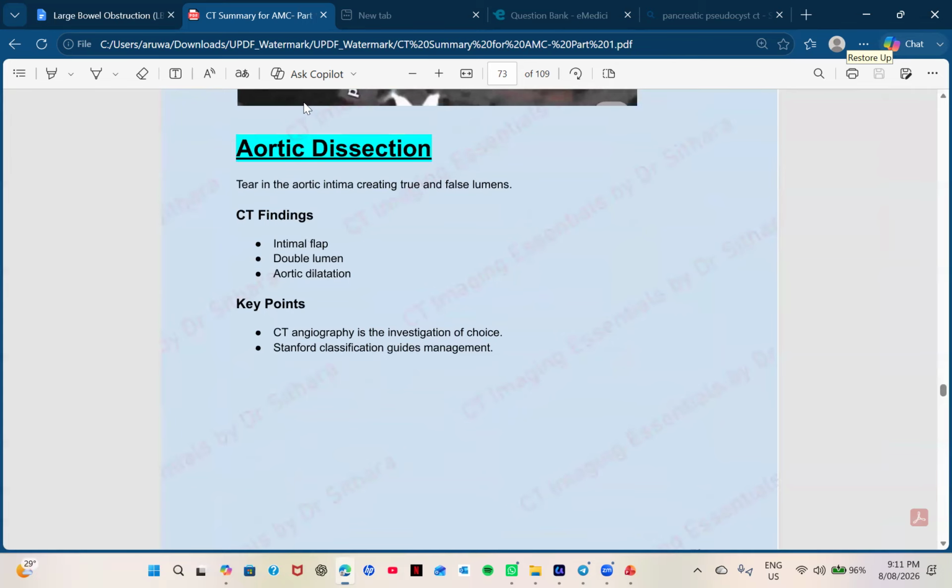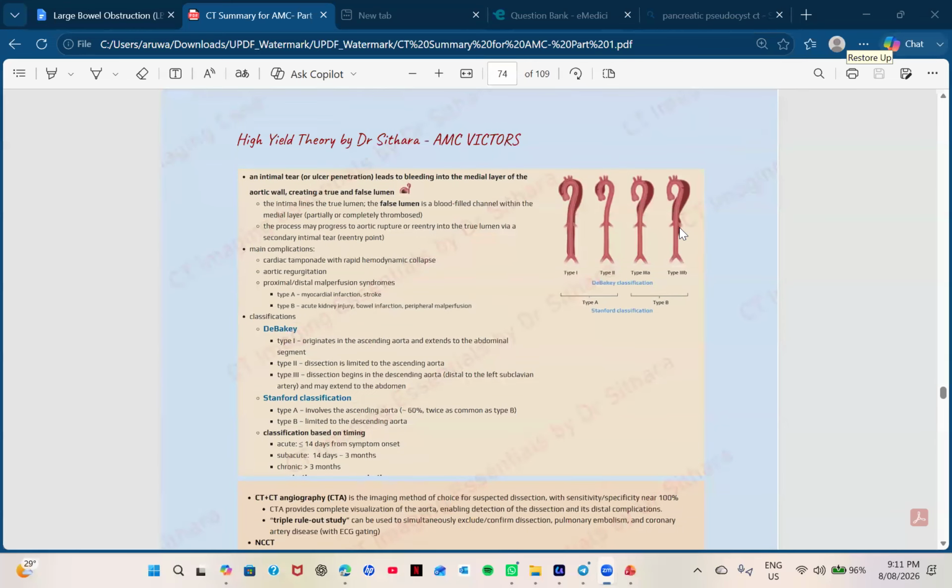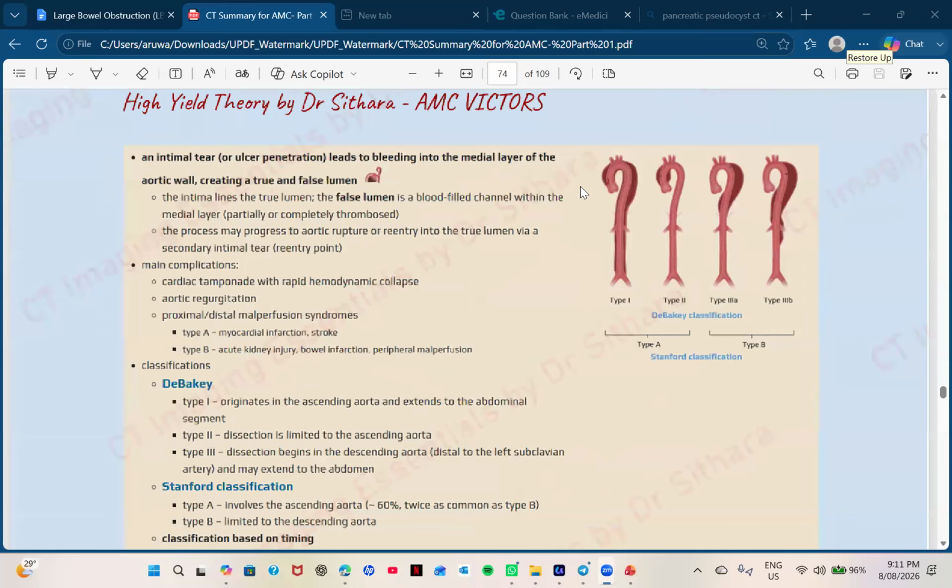Aortic dissection. How does aortic dissection present? Aortic dissection means there is a tear in the aortic intima, creating a true and false lumen, right? I'm not going to explain what you can see. Remember we have two types, type A and type B, according to the Stanford classification, right?